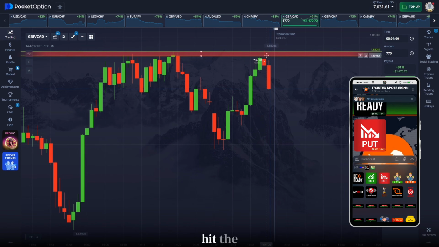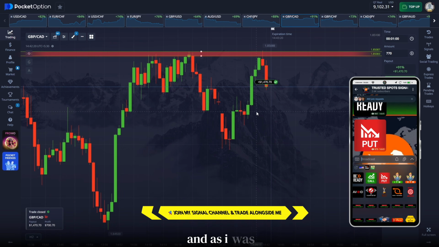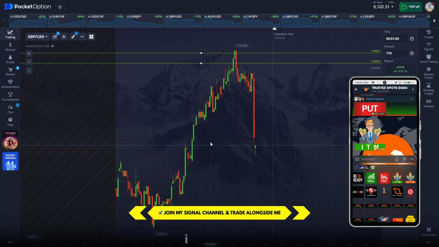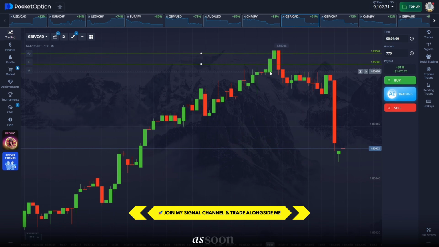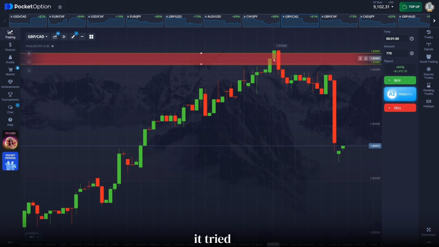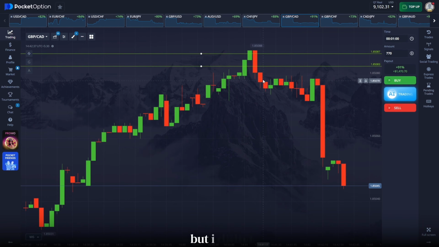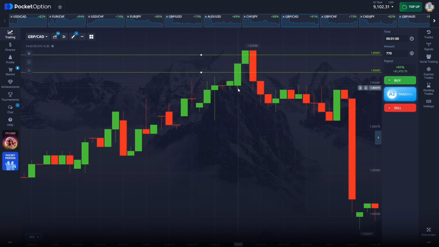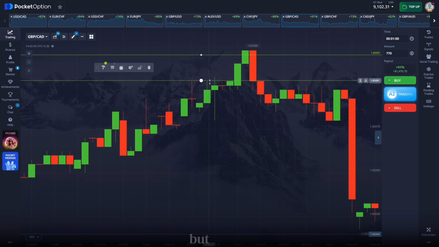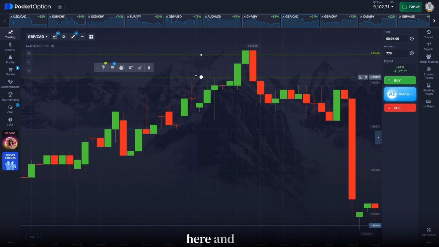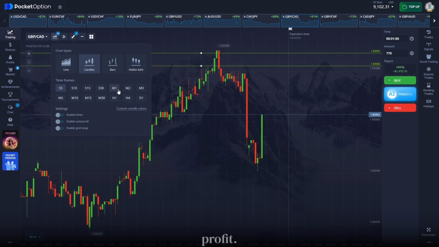So the price hit the resistance, and as I was expecting an instant reversal confirmation, I waited, and you can see as soon as price goes inside and it tried to break, we instantly have a confirmation in which price reverses completely. But I didn't place my trade here. The reason, the previously rejected levels show a rejection here as well, but finally this candle gave a breakout, so I placed my trade here and we successfully booked profit.